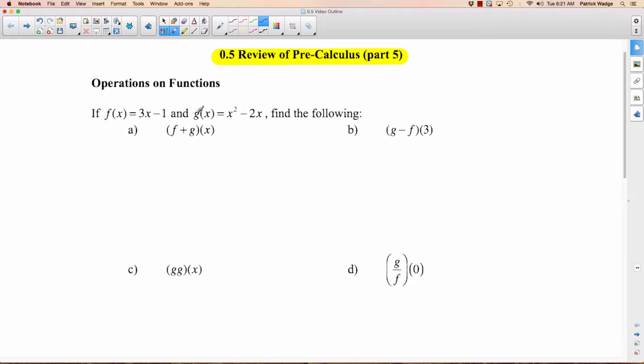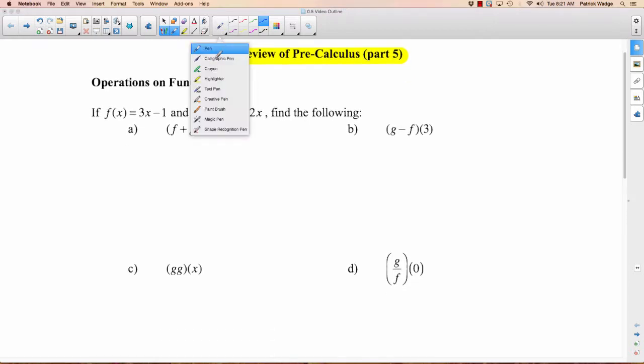So the first thing is operations on functions. You have two functions here. You have f of x, which is 3x minus 1, and g of x, which is x squared minus 2x, and we want to find the following. First of all, f plus g of x.